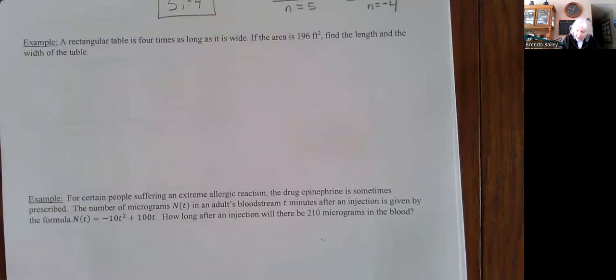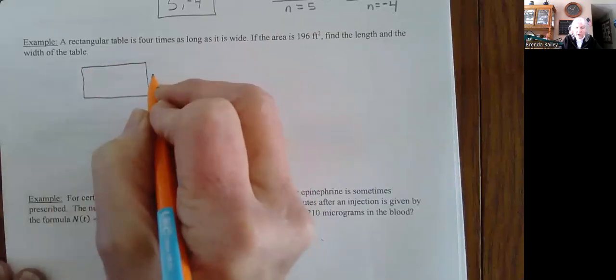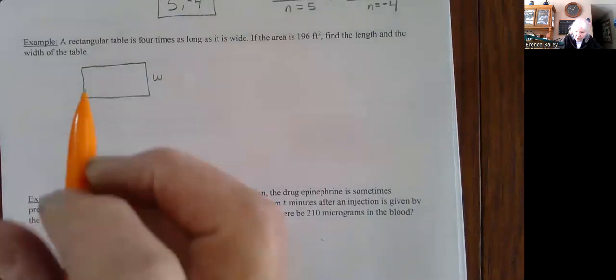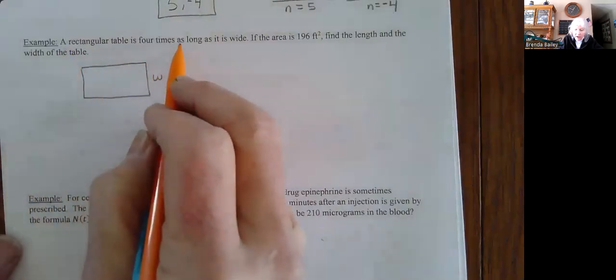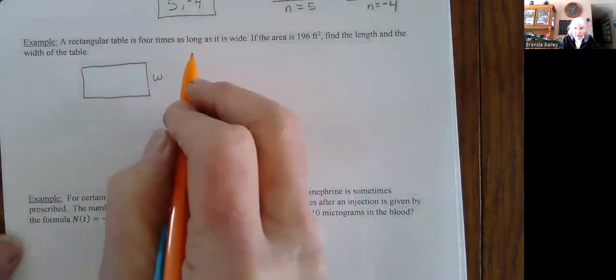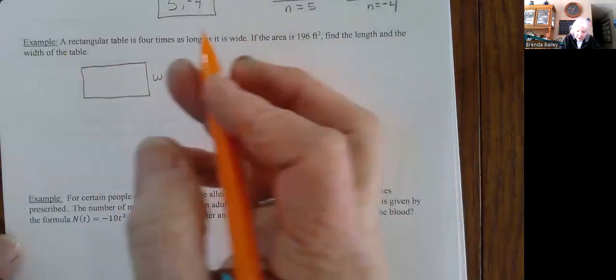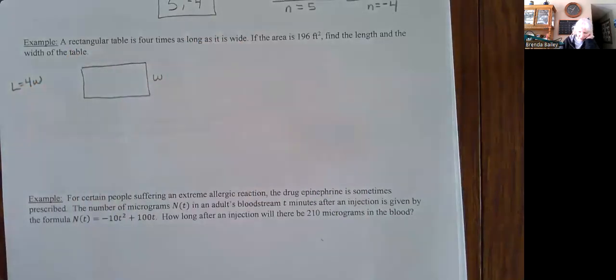In something like this, I really encourage a picture. We have a width. When you do these, you need everything to be in terms of W or L's, so you want the same variable for these. That's why they told you that a rectangular table is 4 times as long as it is wide. In other words, the length is 4 times the width. Even though they said it in a strange way, that's what they mean here.